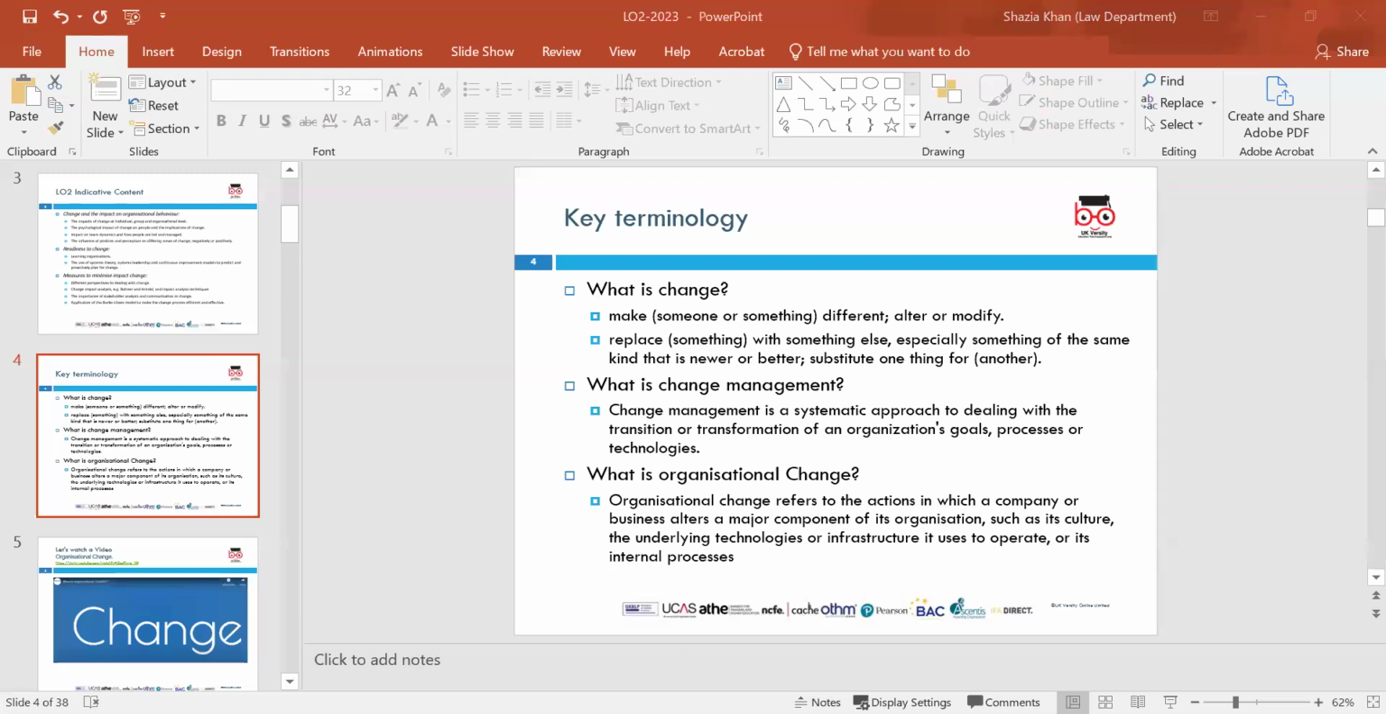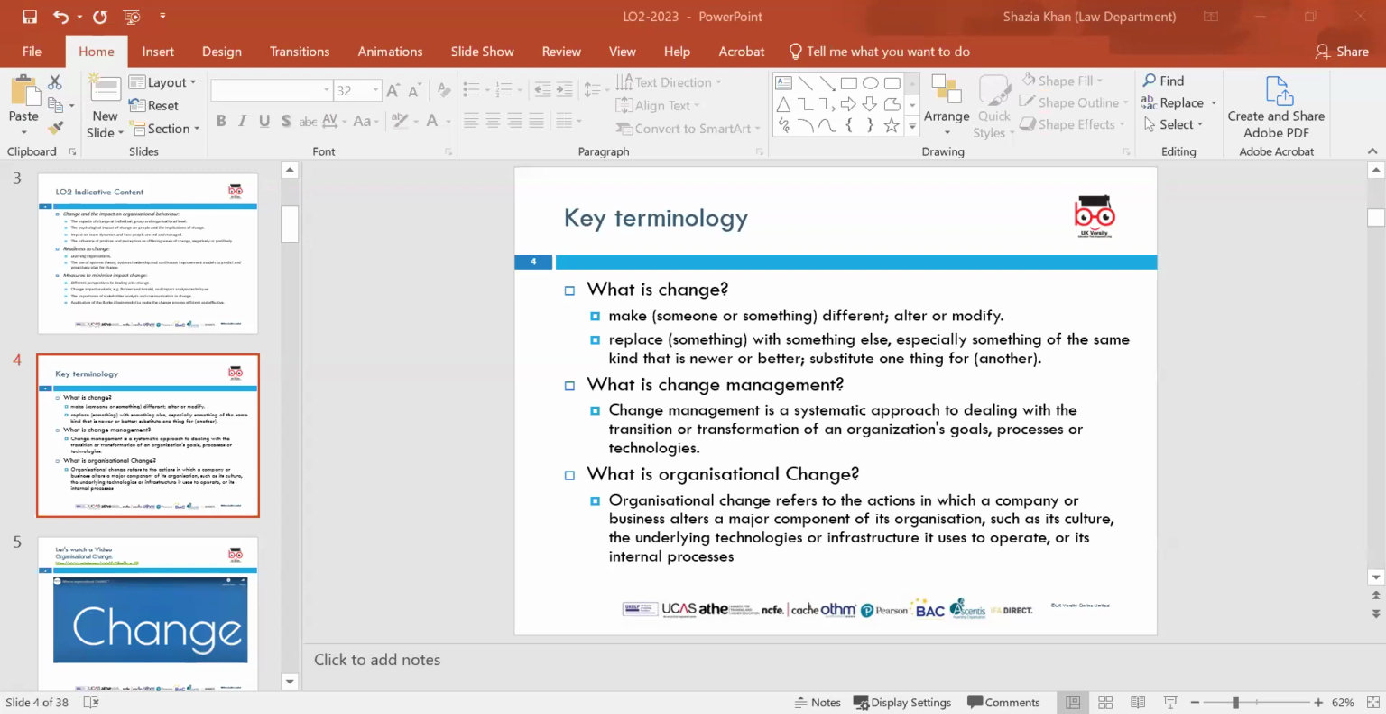So what is change? We have different types of change in place, and the reason is it's something that's different or is to be modified. Modification is always a good thing in some places, but in other places not. Change management is a system and approach dealing with the transition or transformation of an organization. So it could be things like their models are not working or new technology is needed.